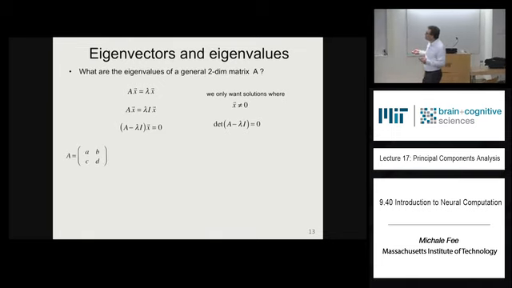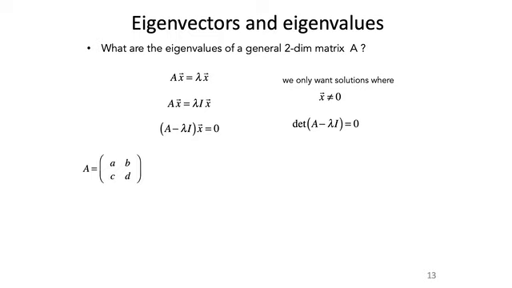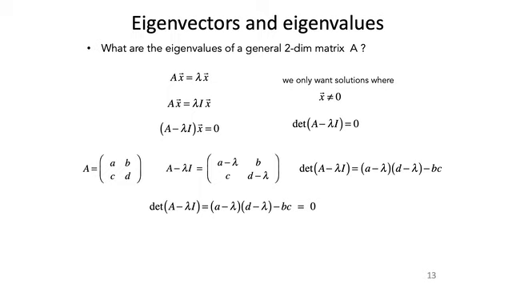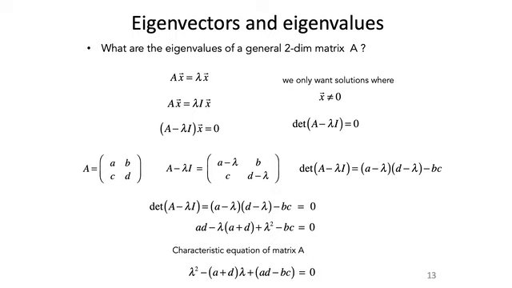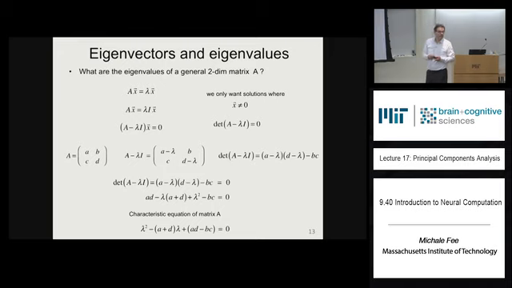Okay, so let's write down an arbitrary 2D, 2 by 2 matrix A. We can write A minus lambda I like this. Remember, lambda I is just lambdas on the diagonals. The determinant of A minus lambda I is just the product of the diagonal elements minus the product of the off-diagonal elements. And we set that equal to 0, and we solve for lambda. And that just looks like a polynomial.